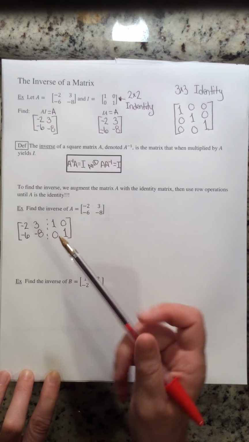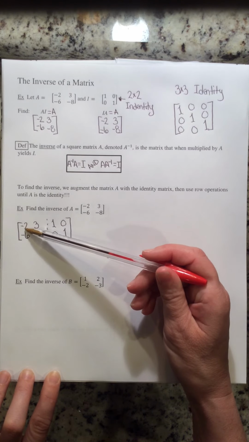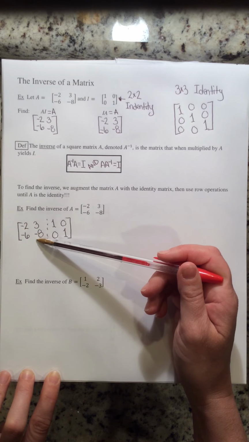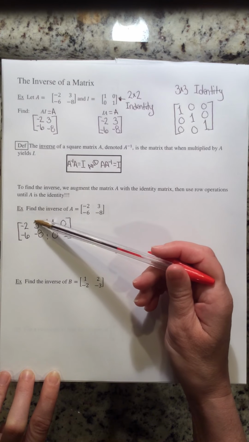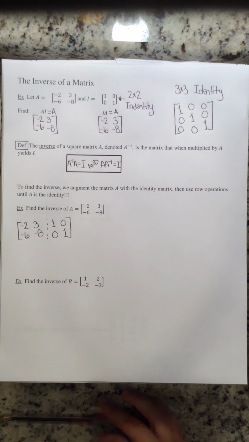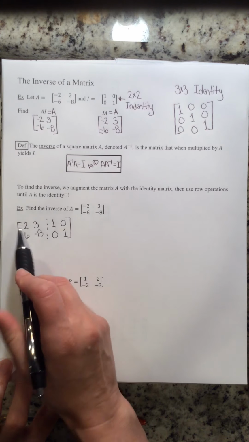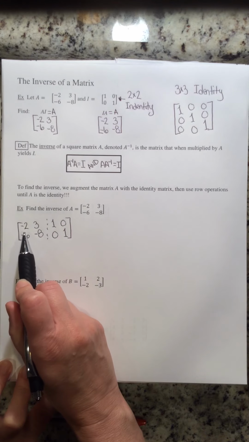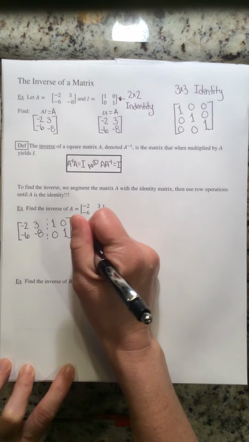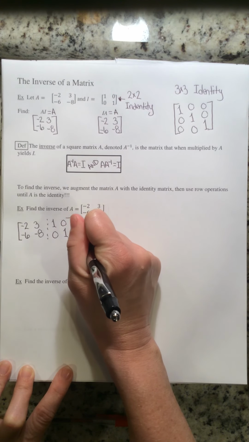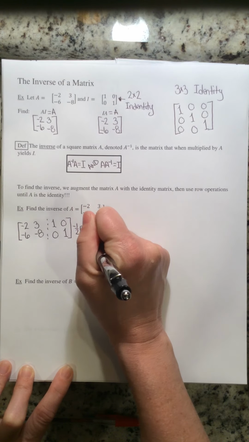So remember, reduced row echelon, our roadmap was to get a 1 in the first position, then a 0 below, then we'll have a 1 here. At that point, it will almost be the identity. We'll just have to do one more step to make this 0 as well. So for now, just focusing on reduced row echelon, the first step is getting a 1 in the first position. So -2 times what would give you 1? Well, -1/2. So I'm going to start with -1/2 times row 1.